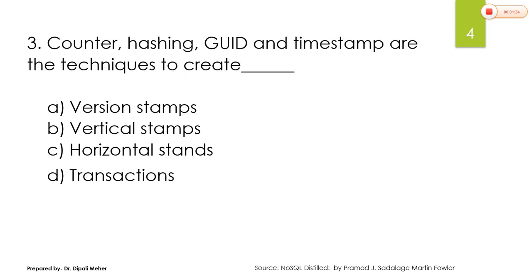Next question is, counter, hashing, GUID and timestamp are the techniques to create dash. Options are A. Version stamps, B. Vertical stamps, C. Horizontal stamps, and D. Transactions. And the correct option is option A, Version stamps. So, counter, hashing, GUID and timestamp are the techniques to create version stamps.